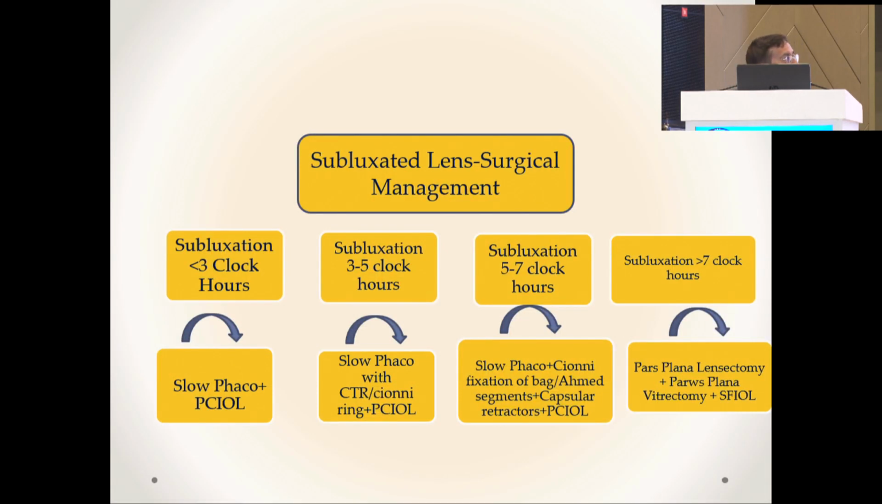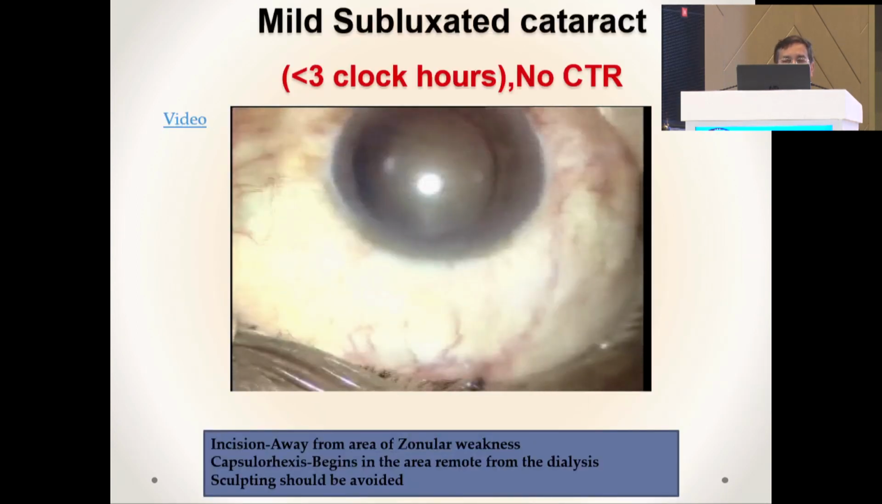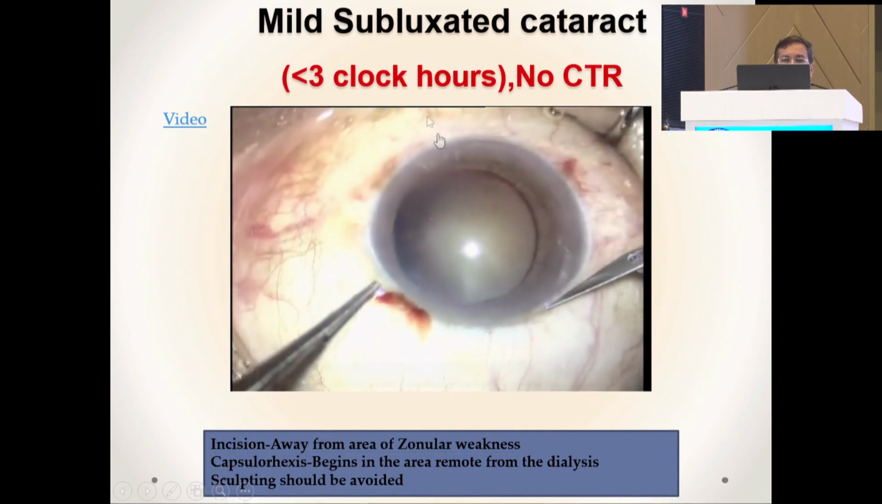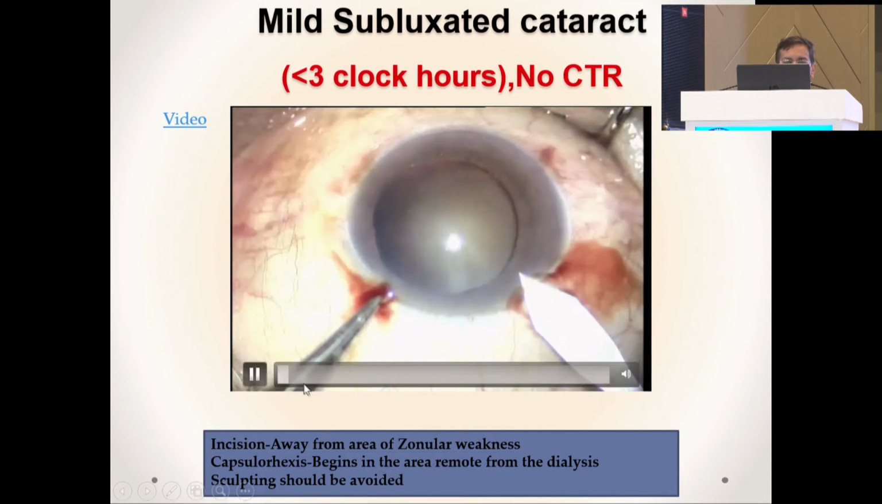So you can summarize that the extent determines whether you can manage with hooks, whether we need to use a CTR, or whether you may later need a scleral fixated lens, glued IOL, or iris claw. It depends on the extent of your subluxation. We are showing the video of a mild subluxation, where no CTR is used and we can manage.